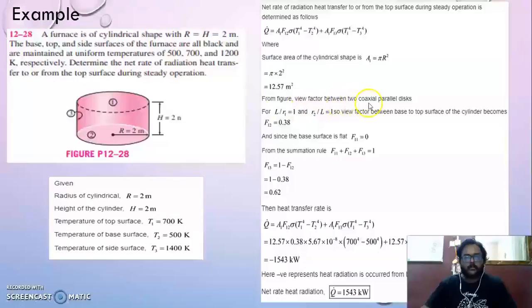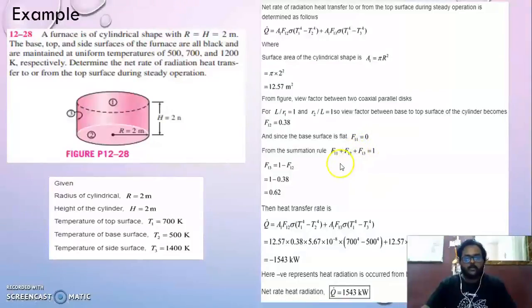From the figure, the view factor between the two coaxial disks, for L over R1 is 1 and R2 over L is equal to 1, so the view factor between the base and top surface of the cylinder becomes F12 is equal to 0.38. Since we know that the base is flat, F11 is equal to 0.